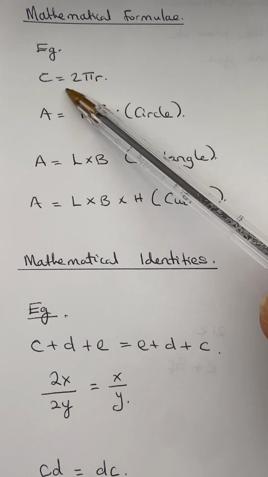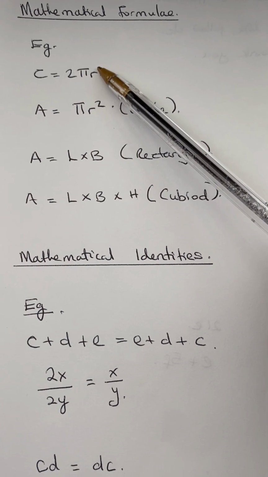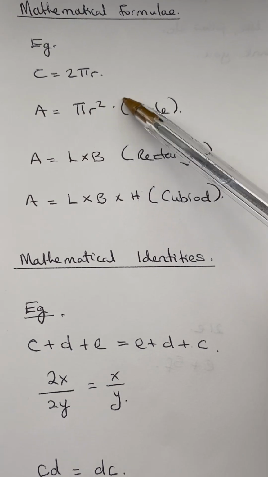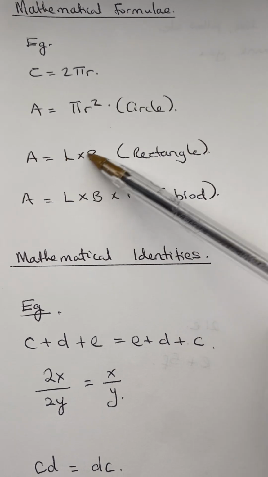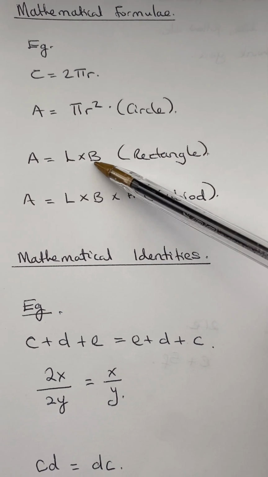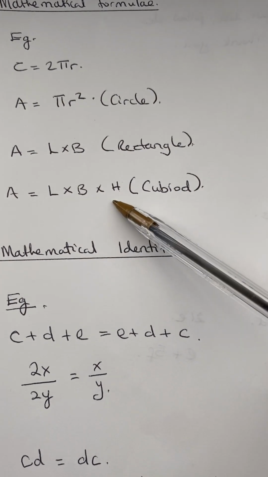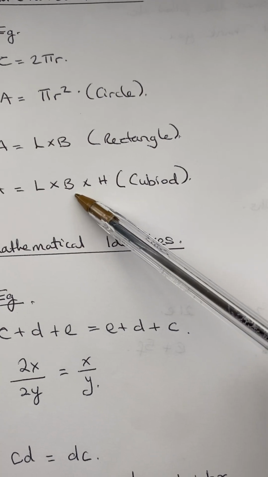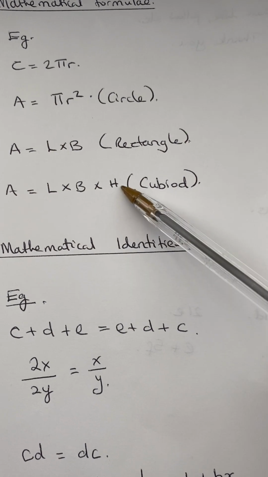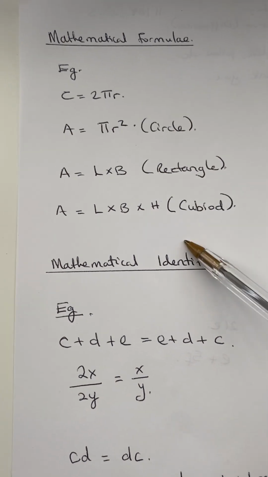Like the circumference of a circle is 2 pi r. The area of a circle as well is pi r squared. The area of a rectangle is length times breadth, or length times width. The area of a cuboid is length times breadth times height, or length times width times height. So all these are mathematical formulas.